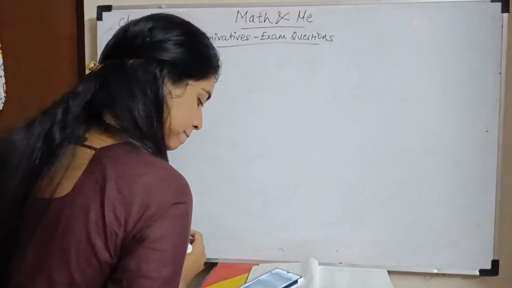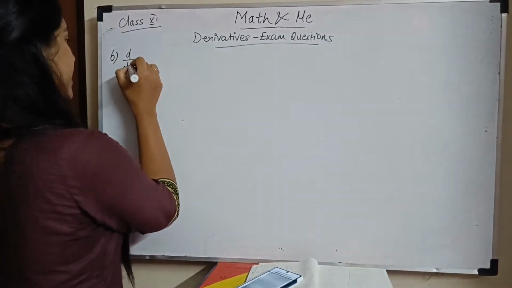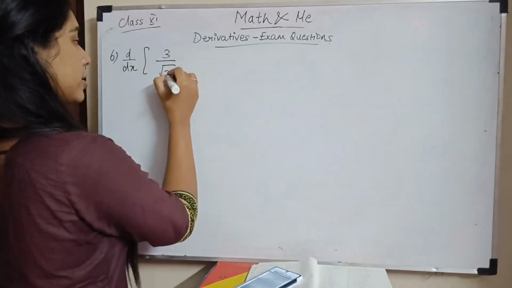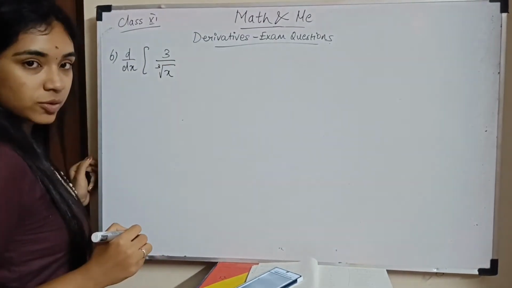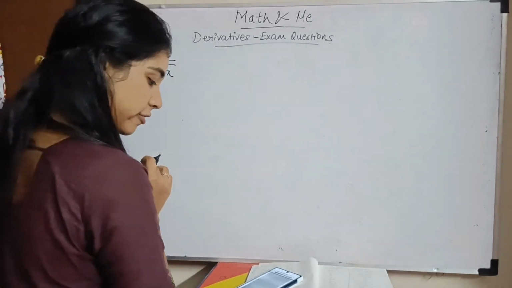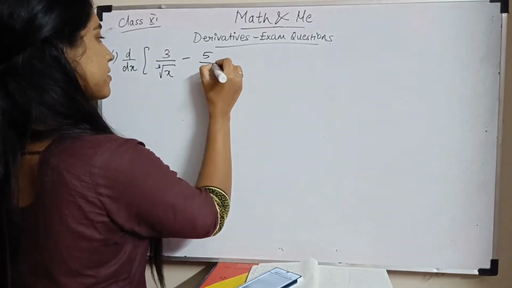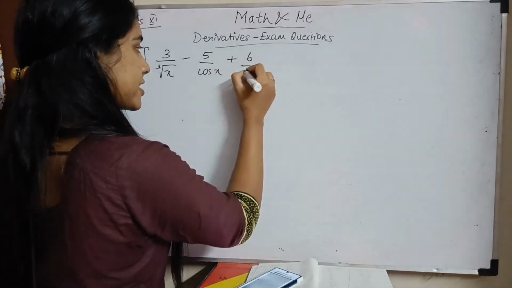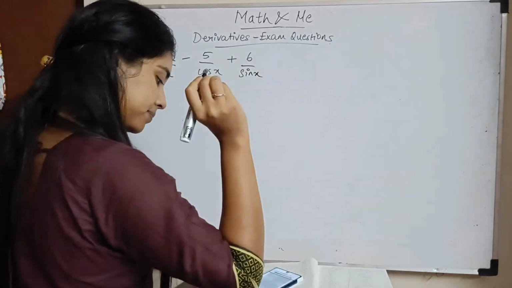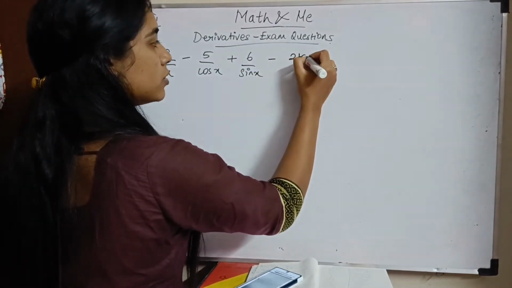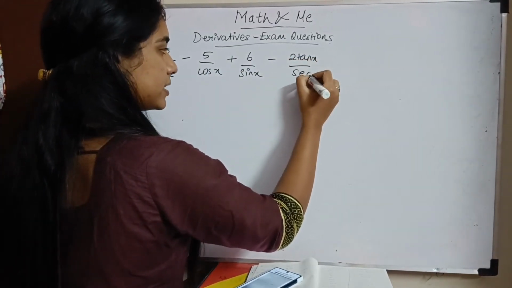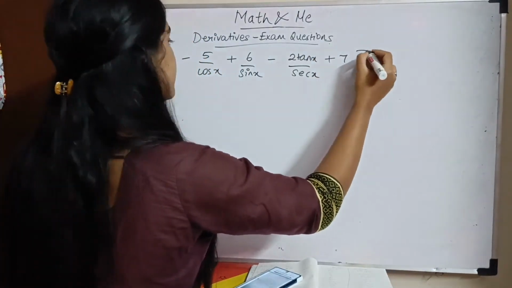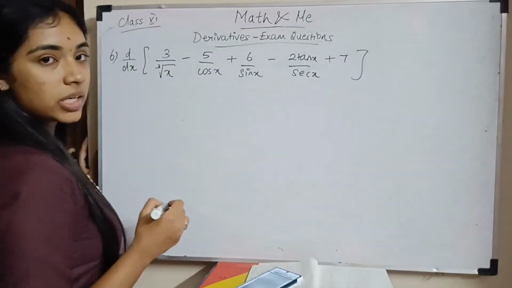Question number 6. d by dx of 3 by cube root of x. Okay, it is not 3 root x, it is cube root of x minus 5 by cos x plus 6 by sin x minus 2 tan x by secant x plus 7. So now we can do this term by term.